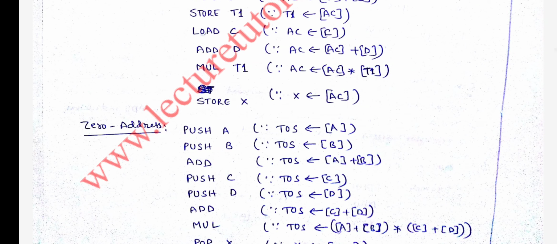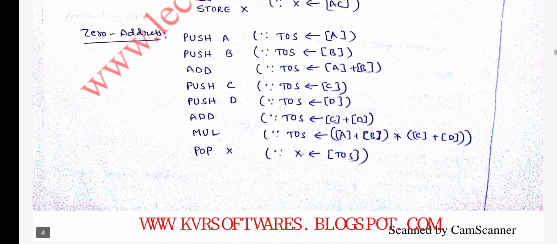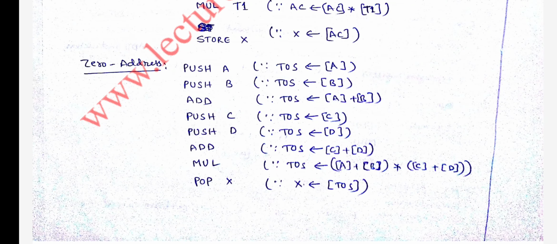This is about one address instruction format, and now zero address instruction format. See, here we have to use only stack operations, that is PUSH and POP. PUSH A stores the content of A on the top of the stack. TOS means top of the stack. PUSH B.